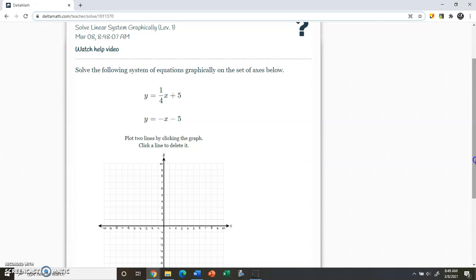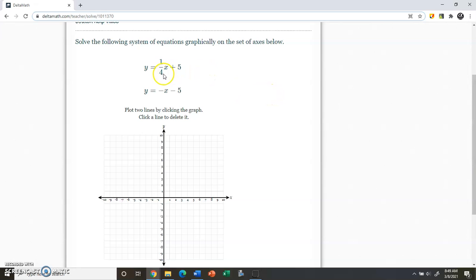So for the first equation, the slope would be 1 over 4, and then the b is positive 5. The b is where you begin, so you're going to start at the 5. And let's say you made a mistake and you put it on 4 or another number, you can always click on the point again to erase it and then put it where you need to put it. So for this one, you put it on 5, and then the slope is 1 over 4. That means you go 1 up and 4 to the right.